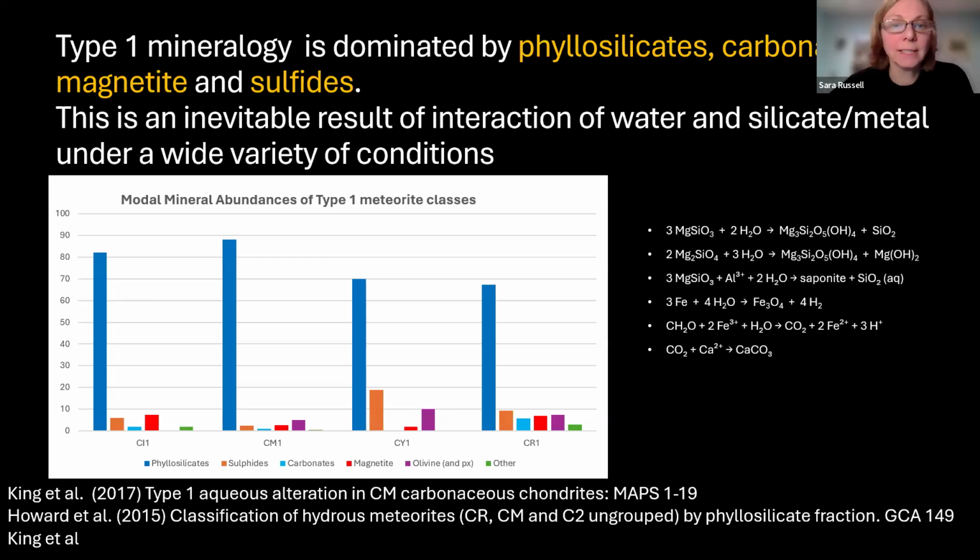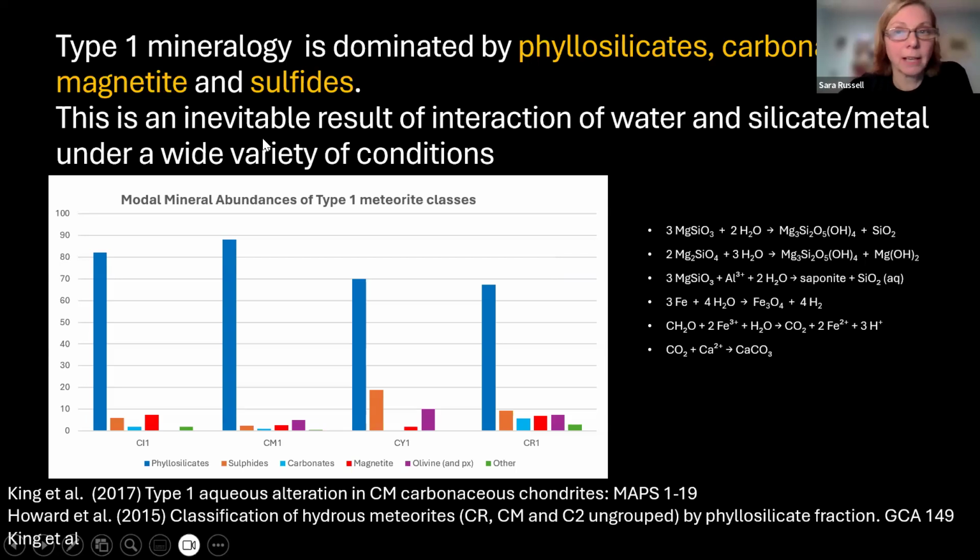Okay, here's a summing up of the mineralogy of these four groups that contain type 1 examples. So you'll see that in some ways, mineralogically, this is pretty simple. The type 1 mineralogy is dominated by phyllosilicates, carbonates, magnetite, and sulfides in varying proportions. So there's more magnetite in the CIs, for example. There's more sulfides in the CYs. That may all be due to the heating, though. The CRs have got a bit of everything.